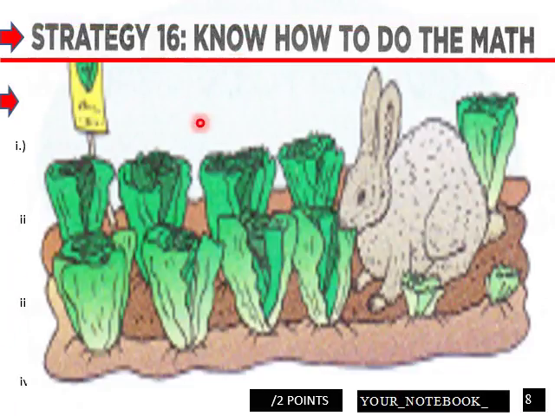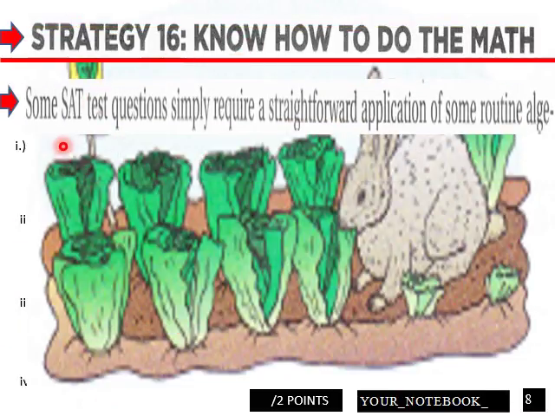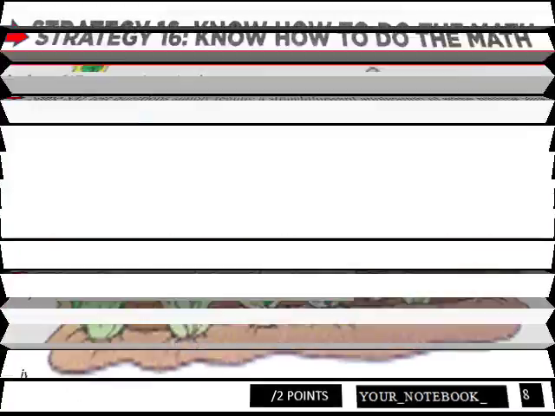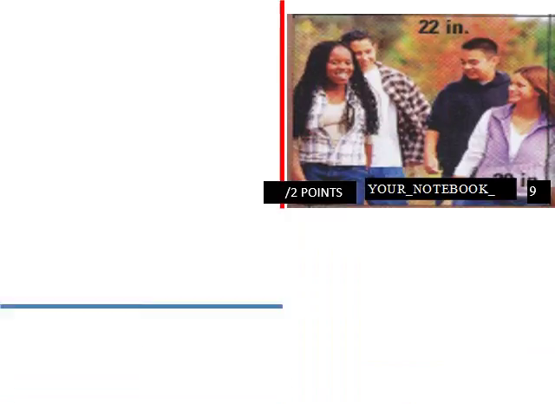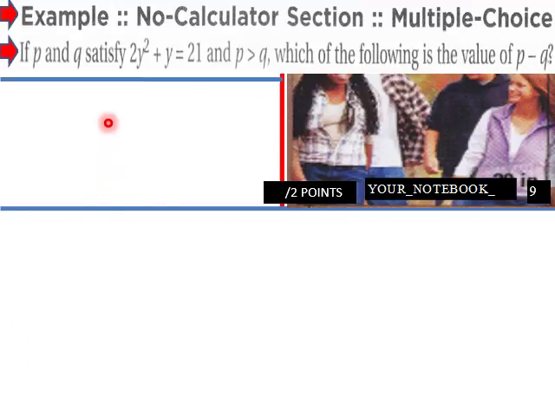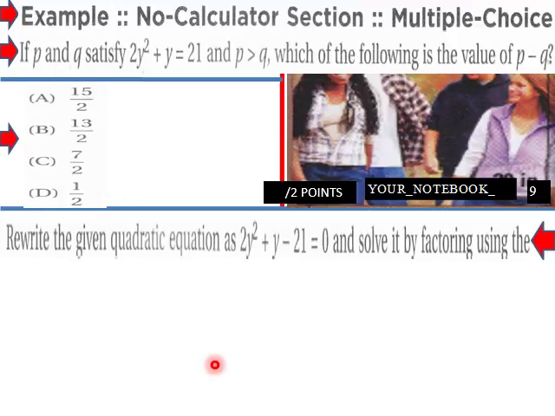Strategy 16, know how to do the math. Some SAT test questions simply require straightforward application of some routine algebraic technique, geometric fact, or trigonometric relationship you studied in your regular math classes. Example, no calc section. If p and q satisfy 2y squared plus y equals 21 and p is greater than q, which of the following is the value of p minus q? And then we have this array here.